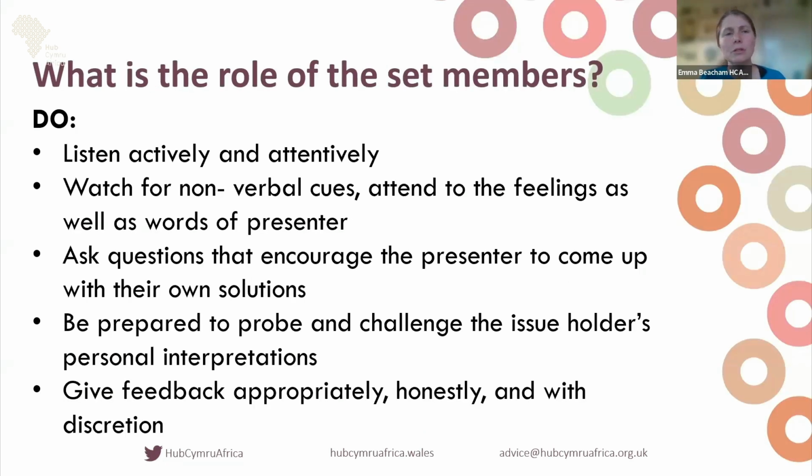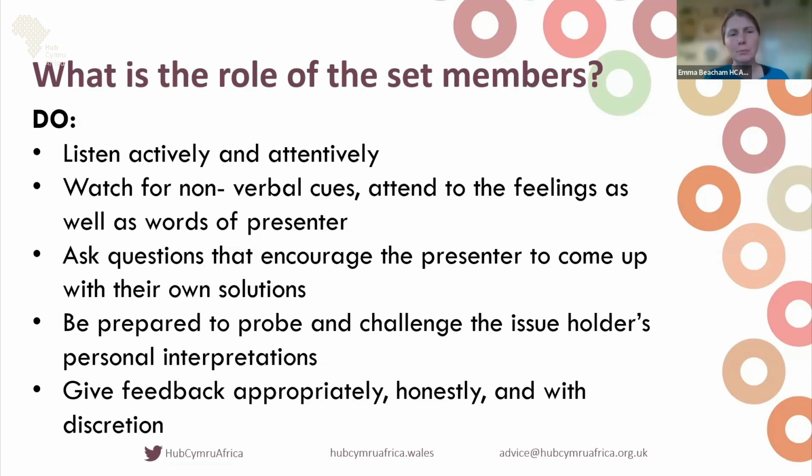In terms of the roles of the set members, the role really is to listen. Listen actively and attentively, and attend. Also ask questions that encourage the presenter to come up with their own solutions. It's quite coaching related, in that the solution lies within the presenter. So what you're doing is trying to facilitate them to get to those answers and actions.